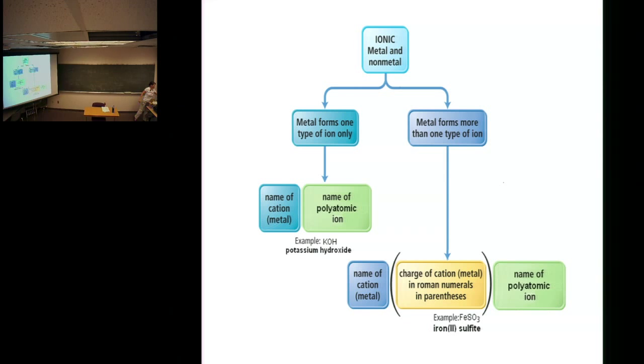Okay, so this is iron 2 this time. We had to figure out it was a charge of 2. And then we name that polyatomic ion, which is sulfite. So you say iron 2 and then sulfite. Just put that together, iron 2 sulfite. And that's how we name an ionic compound. All right, so we've kind of already been doing that.